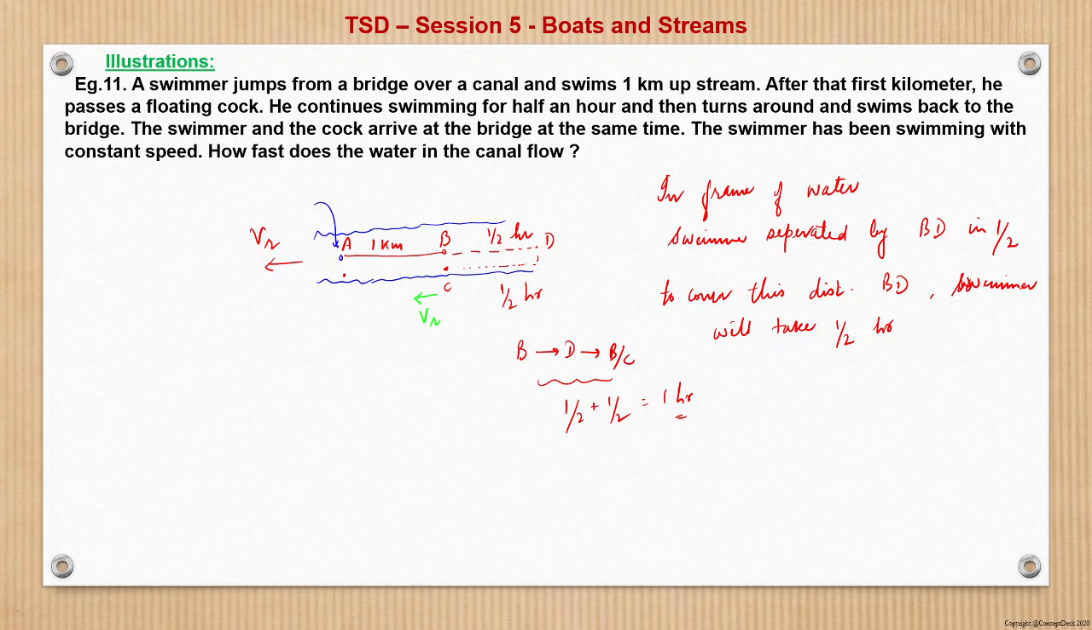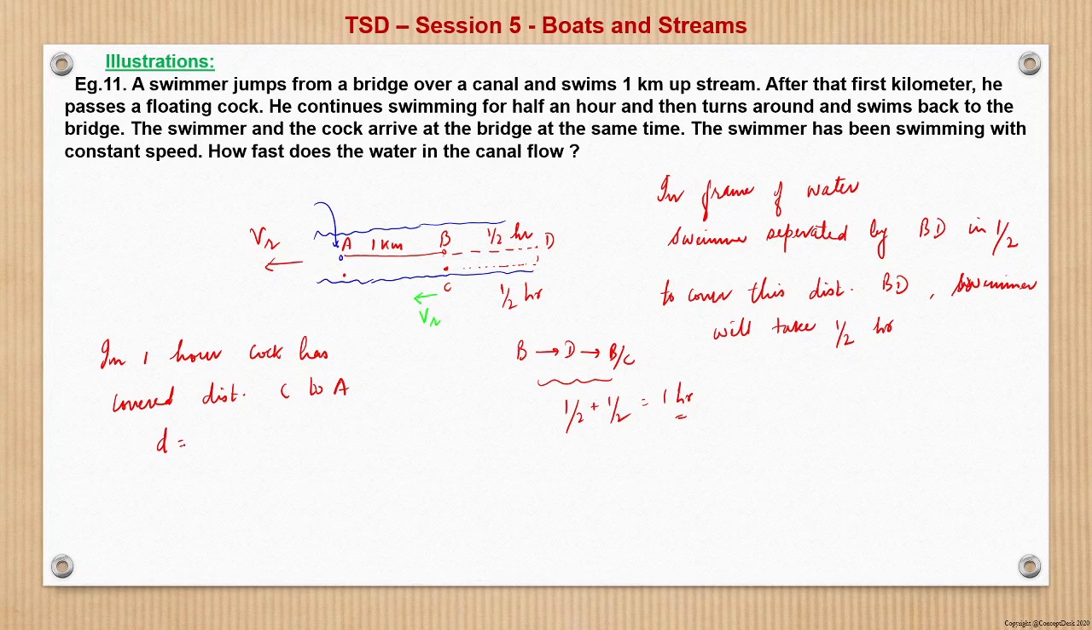Now this is the benefit of taking the water frame. From the ground, if we see, in 1 hour the swimmer has gone from B to D and then again come from D to A in the ground frame. And in the same 1 hour, the cork has covered the distance C to A, right?